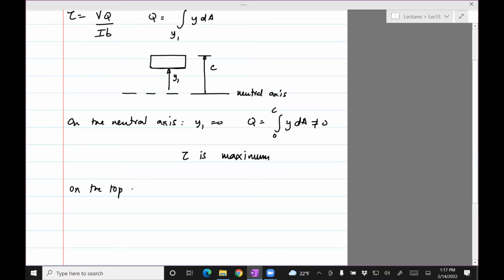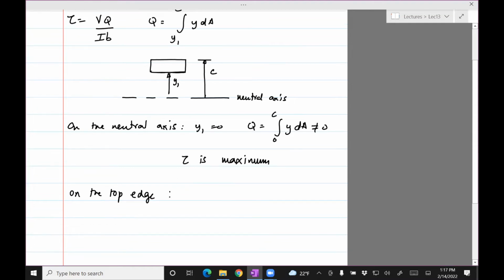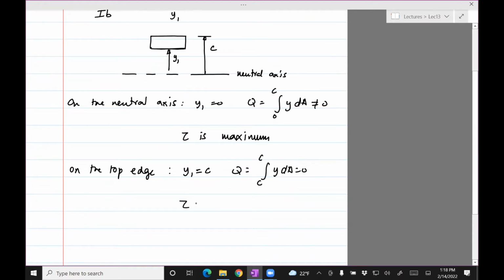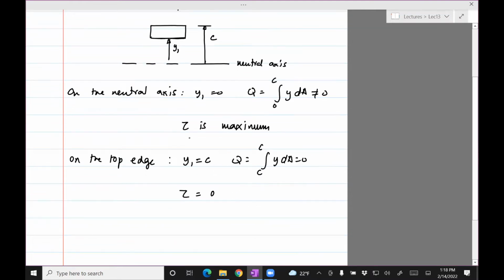On the top edge, y1 would be c, and Q would be the integral from c to c of y dA, which will be 0. So tau is equal to 0. So shear stress is maximum at the neutral axis, and it's 0 on the top edge.